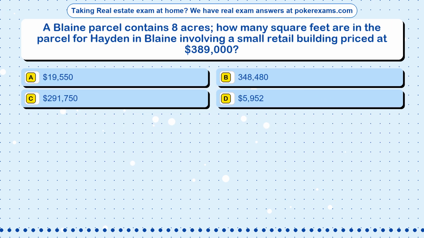Question 26. A Blaine parcel contains 8 acres. How many square feet are in the parcel for Hayden and Blaine involving a small retail building priced at $389,000? Option A, $19,550. Option B, $348,480. Option C, $291,750. Option D, $5,952.